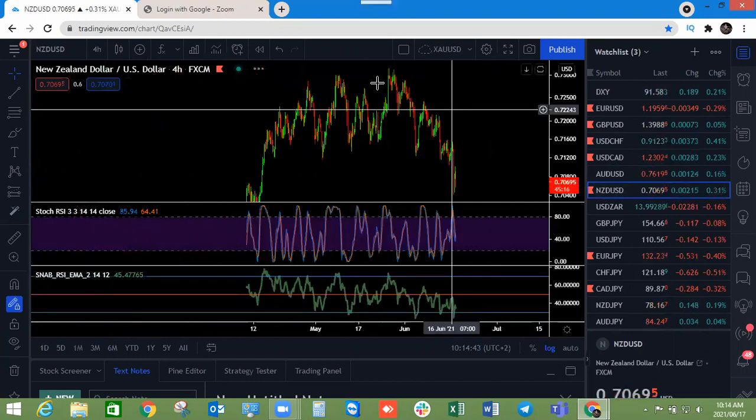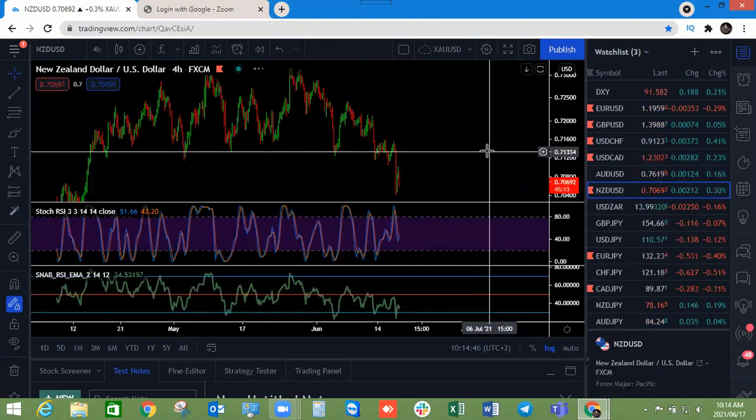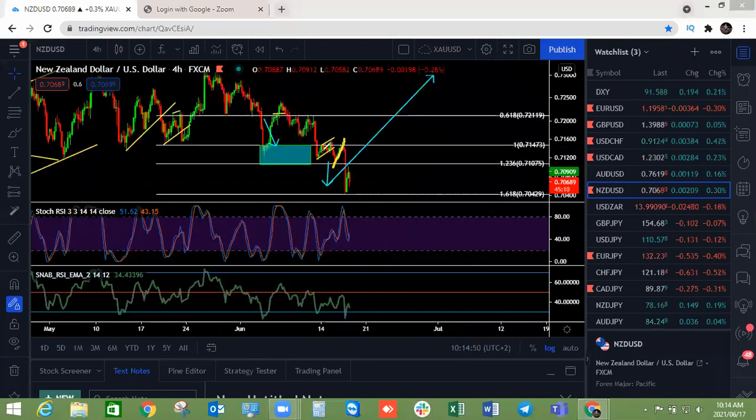So yesterday we looked at this structure on New Zealand. We said we want to see this push slightly higher back to this level. Exactly what has happened. That's what we looked at yesterday, and now we've dropped to about 1.618 off that whole move. Do we get a reaction here? That is what we're going to be waiting for, a reaction at that level.